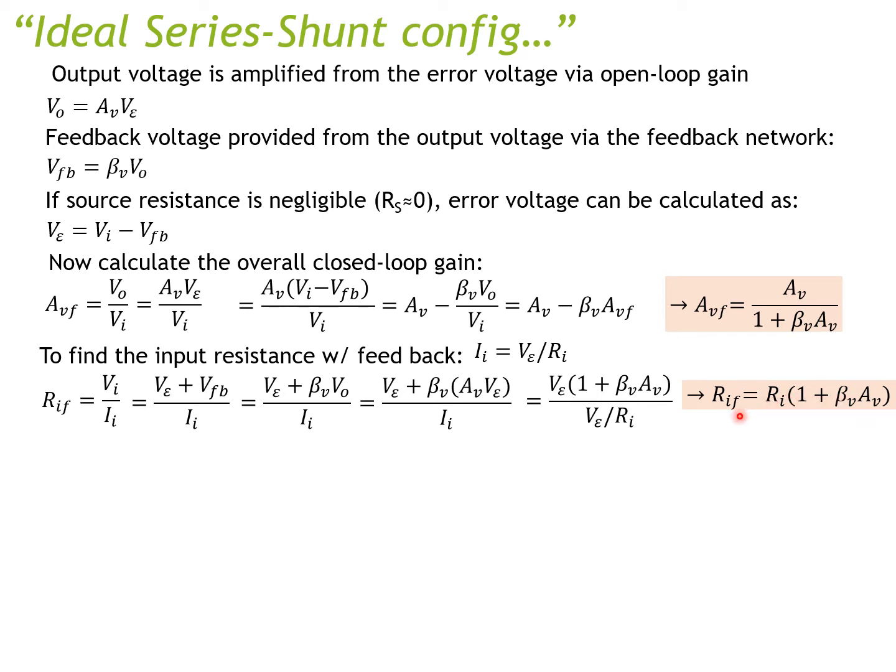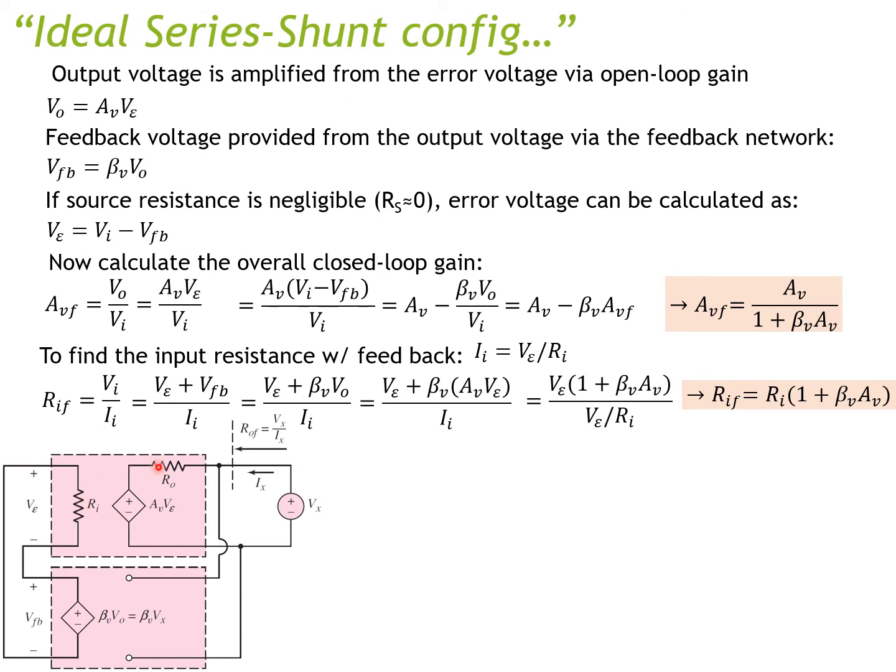Therefore, one of the things in series-shunt is that the input resistance is going to be increased by a factor of 1 plus beta AV, when you want to calculate the input resistance of the whole feedback circuit as a whole. So if you want a large input resistance, then you want to use series-shunt.